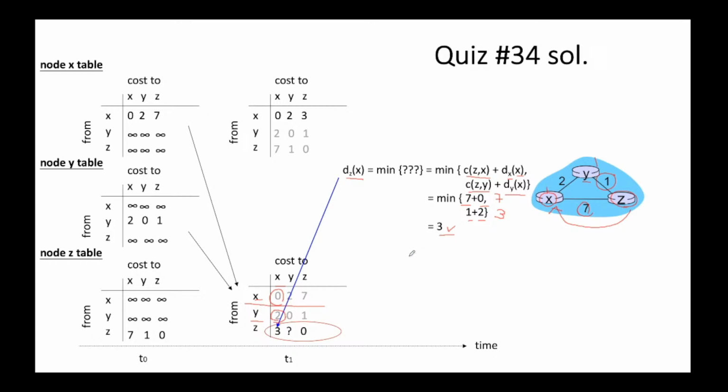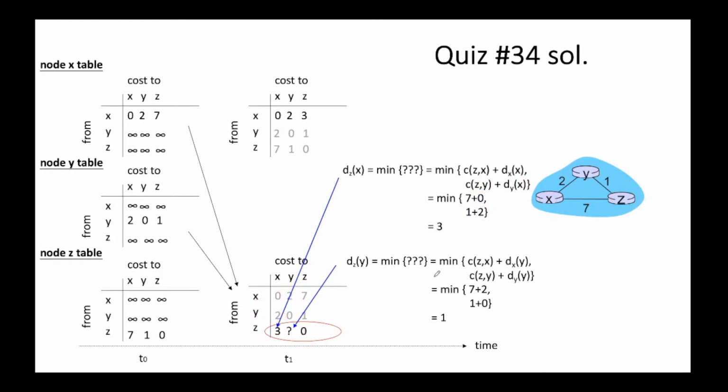Let's calculate the other entry, which is DZY. Let me clear the markup first. All right. Again, according to the Bellman-Ford equation, the source is Z, and the destination for which we wish to find the shortest path cost is Y. In the Bellman-Ford, we try the two different neighbors of Z in this network and see which leads us to the shortest path. So let's try the first neighbor here, X.